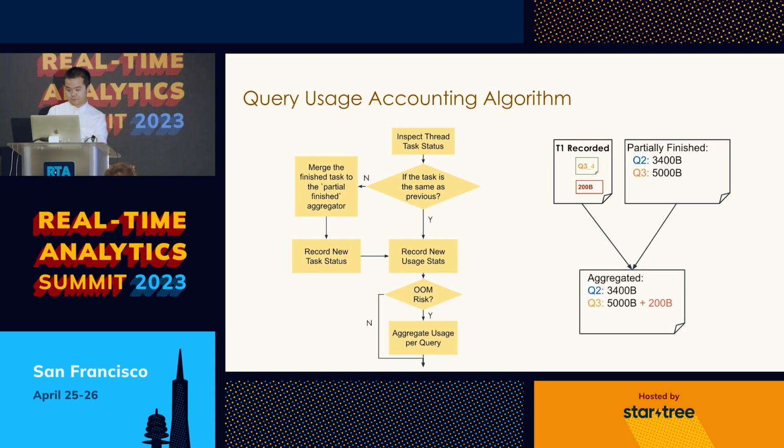After we do this, if we see an immediate risk of heap exhaustion, we will then aggregate the recorded status, which is the tasks currently running, with the partially finished task usage to get the total usage of a query. Then we can plug in some customized strategy. For example, we pick the one with the most memory usage and kill that query.